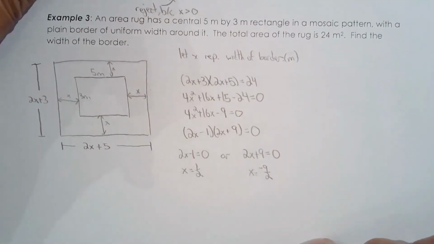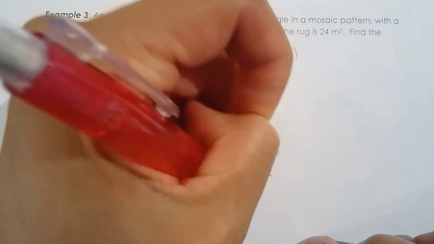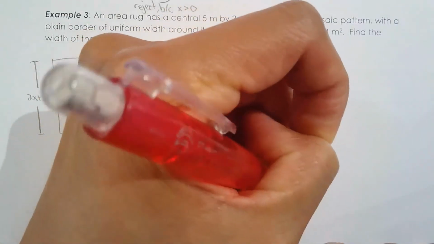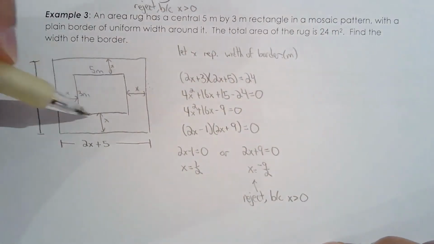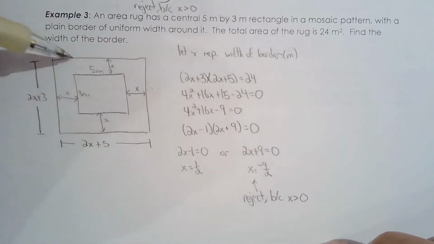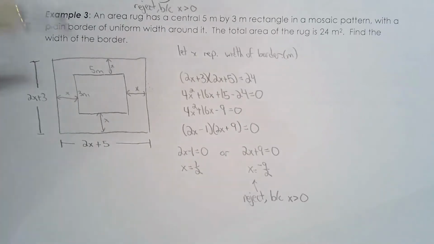Wait a minute. Negative 9 over 2, reject that. Now, sometimes a negative solution is perfectly fine, but the negative in this case makes no sense, because x has to be greater than 0. Because the original area is 5 by 3, and the total area is 24. I know that the width of the border can't be 0 or less than 0. Because like I just said, this is 15 and the total area is 24. I have to add something. I have to add a width so I can increase the area from 15 square meters to 24 square meters. Anyway, so x has to be greater than 0, reject that.